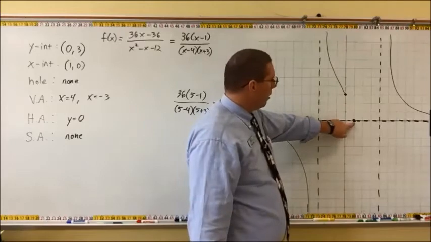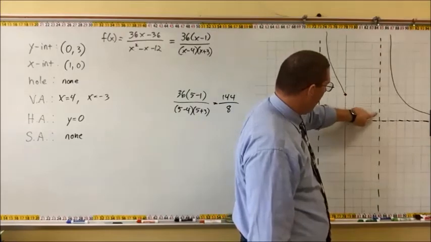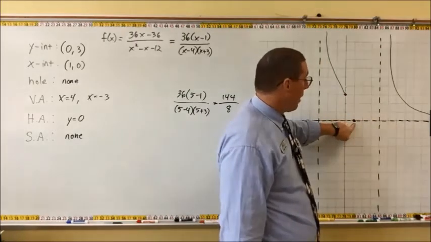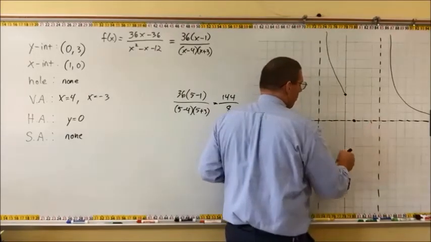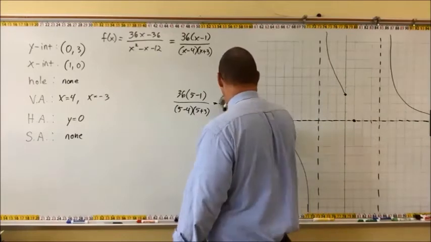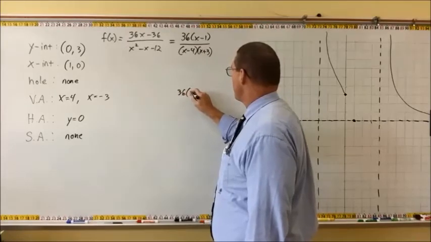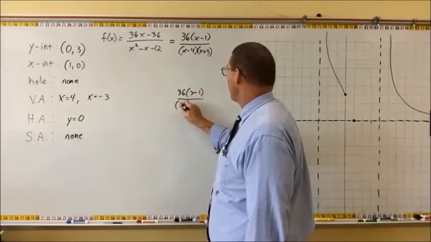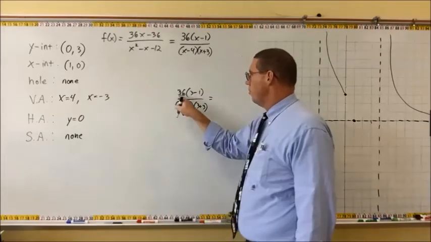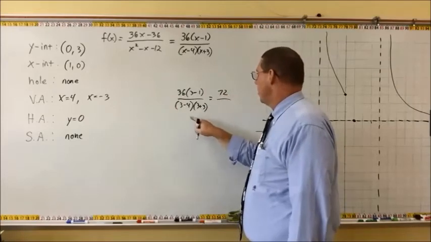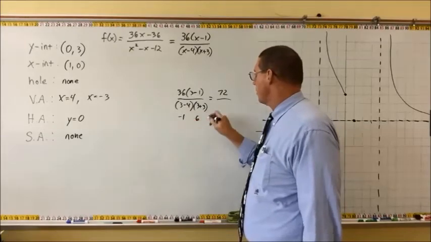Okay? And over here, this one can't go up on the right because look, it would have to hook around. Ooh, unless that's a bounce point. Let's go ahead and test over here just in case. Let's test 1, 2, 3. Let's plug a 3 in. If I plug a 3 in, see if I get a negative number or a positive number. I'd have 36 times 3 minus 1 over 3 minus 4 times 3 plus 3. 3 minus 1 is 2. 2 times 36 is 72. 3 minus 4 is -1. 3 plus 3 is 6. 6 times -1 is -6.